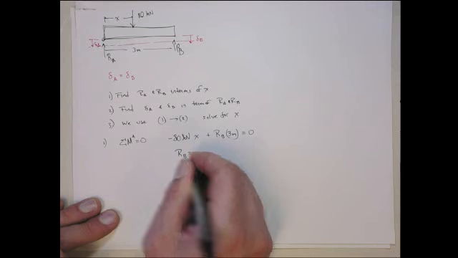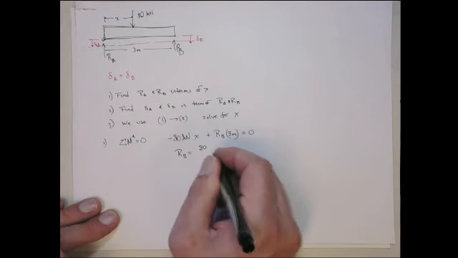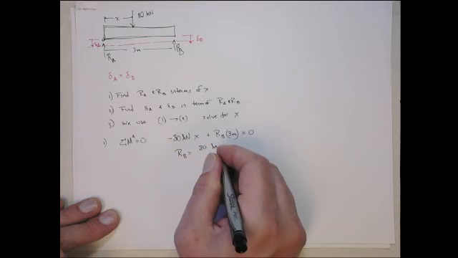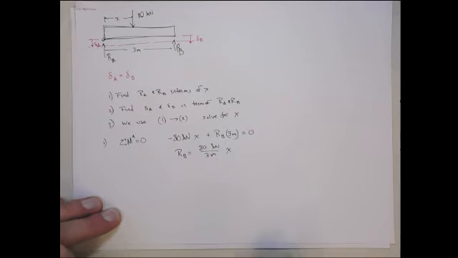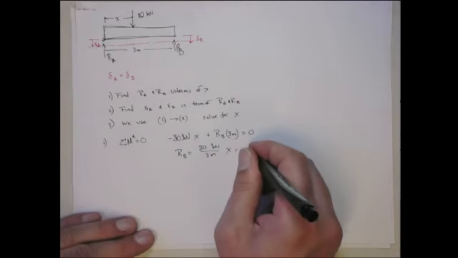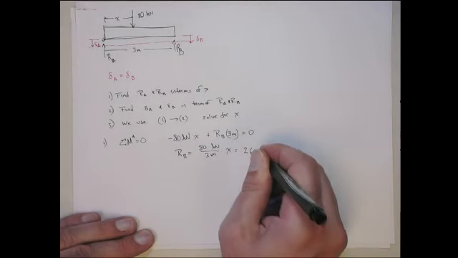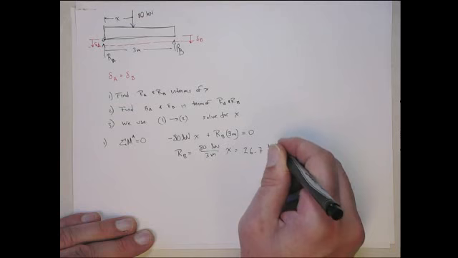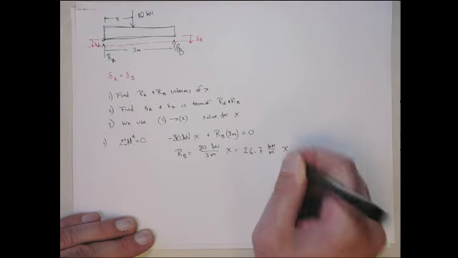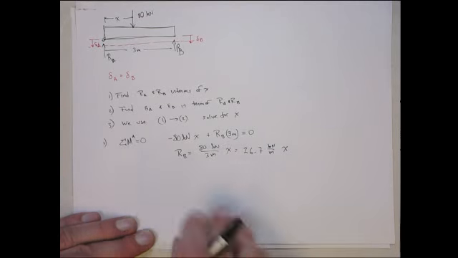Or in other words, RB equals 80 kilonewtons over 3 meters times x, and then x will be in meters, and that gives me RB in kilonewtons. And so when you do that out, this becomes 26.7 kilonewtons per meter times x. That's RB. Okay?